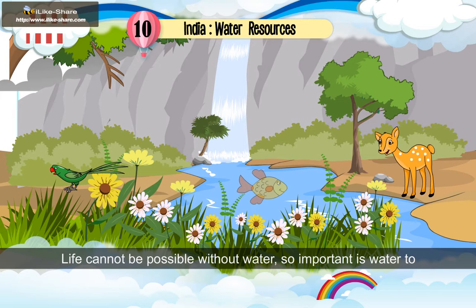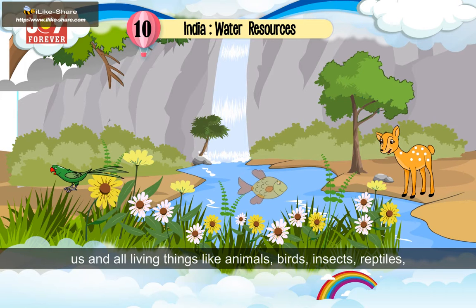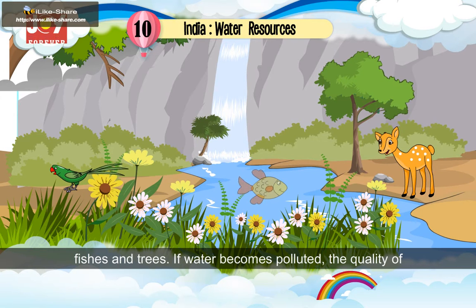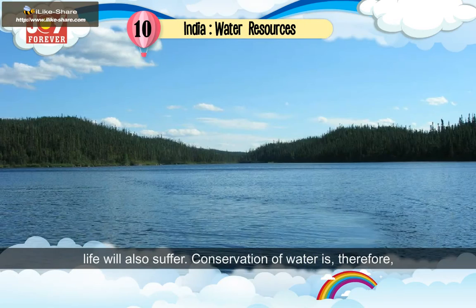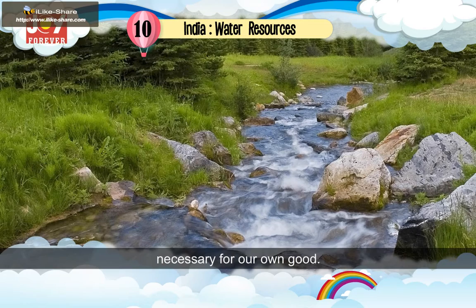So important is water to us and all living things like animals, birds, insects, reptiles, fishes, and trees. If water becomes polluted, the quality of life will also suffer. Conservation of water is, therefore, necessary for our own good.